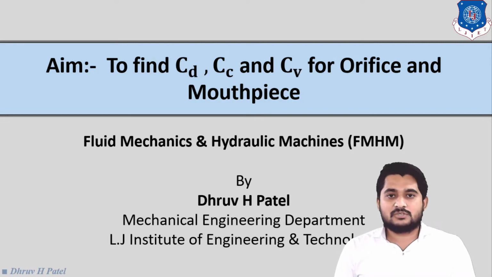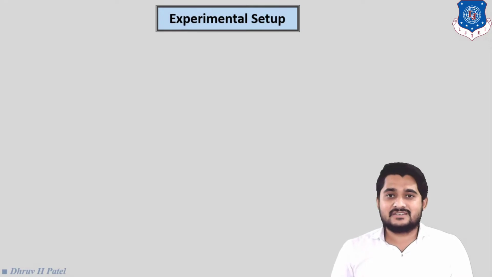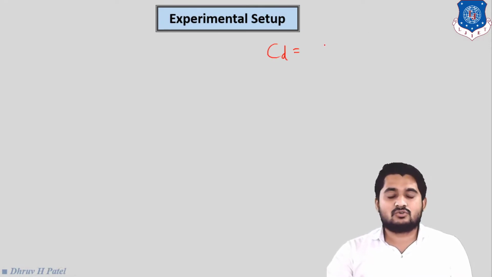So our aim of today's practical is to find out CD, CC and CV for the orifice and mouthpiece, right? So first of all, let us understand what CD, CV and CC are. CD is the coefficient of discharge, that is Q actual divided by Q theoretical, right?